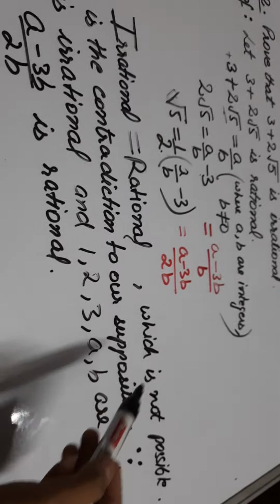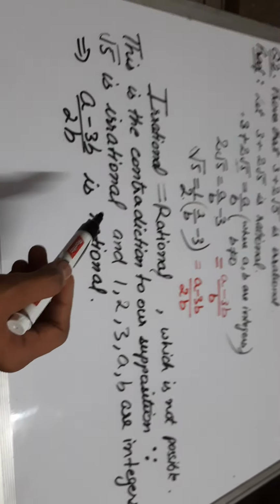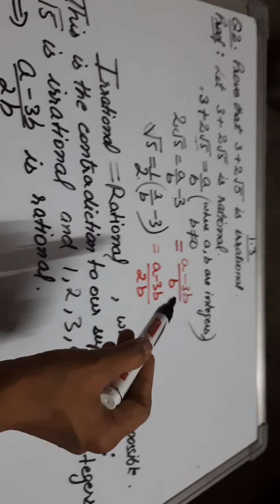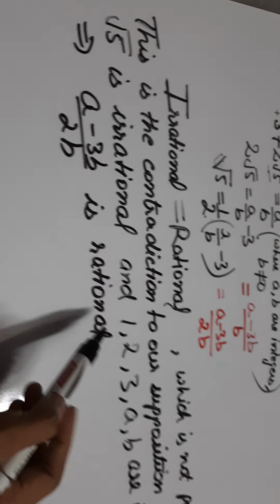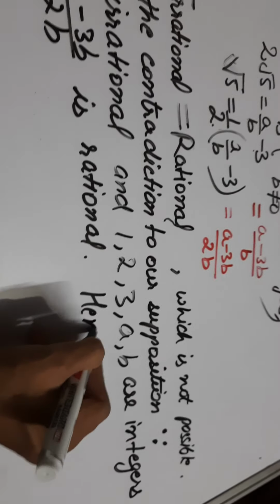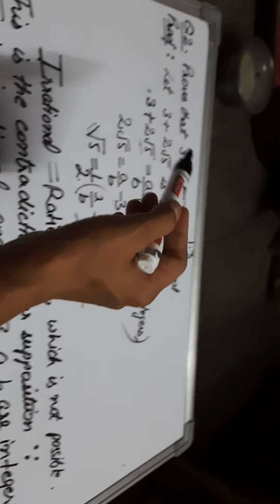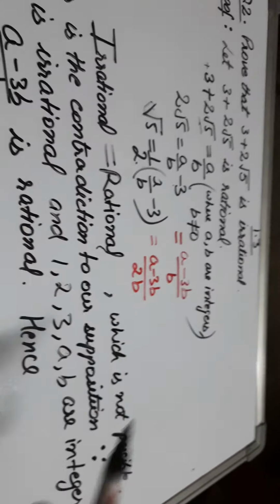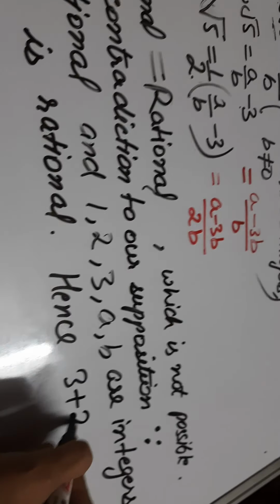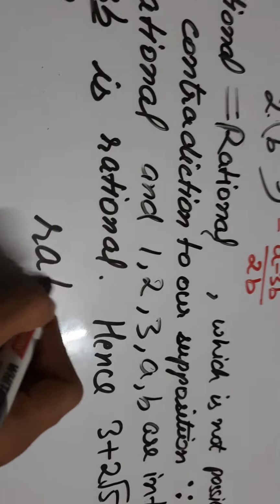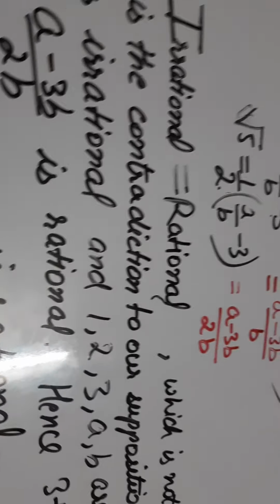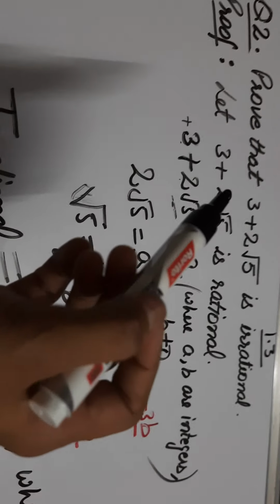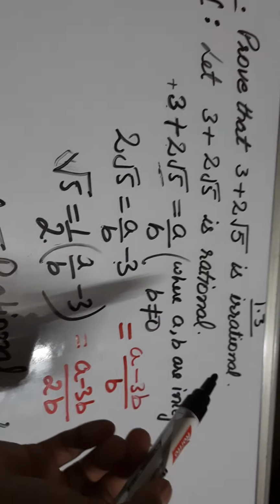So this is the contradiction to our supposition because root 5 is irrational and the terms included in the right hand side are all integers, therefore the combination is rational. Hence, write down the question. Hence, 3 plus 2 root 5 is rational. Irrational, sorry. So let us revise it once again. Prove that 3 plus 2 root 5 is irrational.